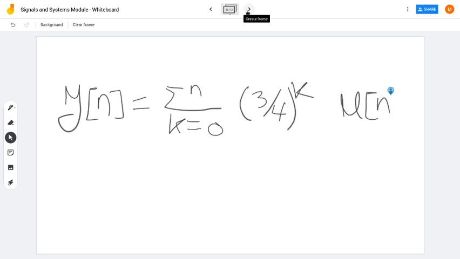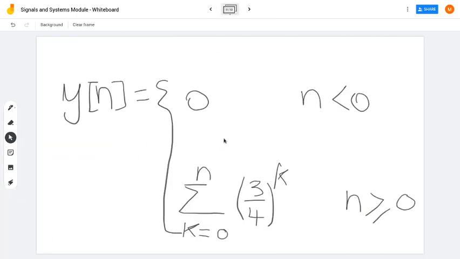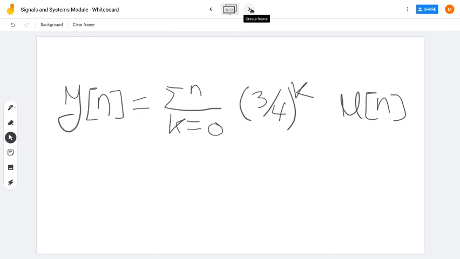Why do we have this u of n? If you go back over here, basically the y of n is 0 for n less than 0, and for n larger than or equal to 0, we have this expression, which is equivalent to multiplying this expression by u of n. U of n will kill any sample before 0, will keep any sample after 0. So let's go back over here and do the summation.